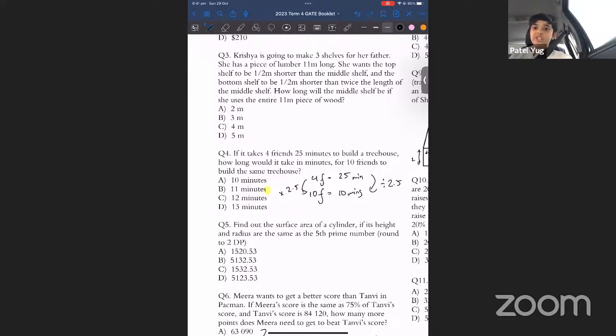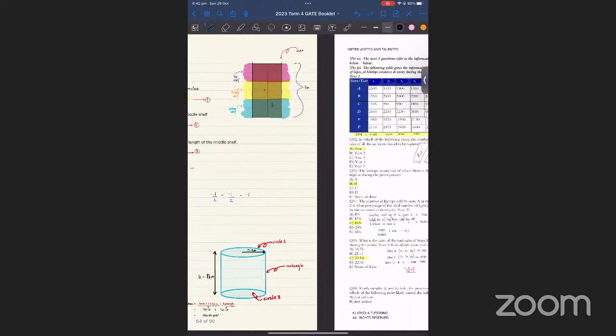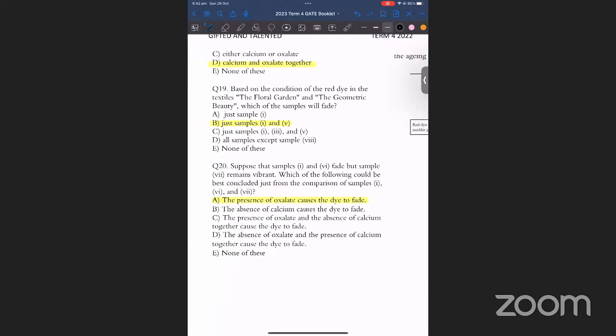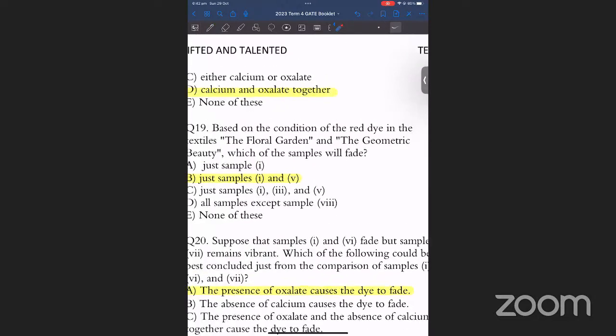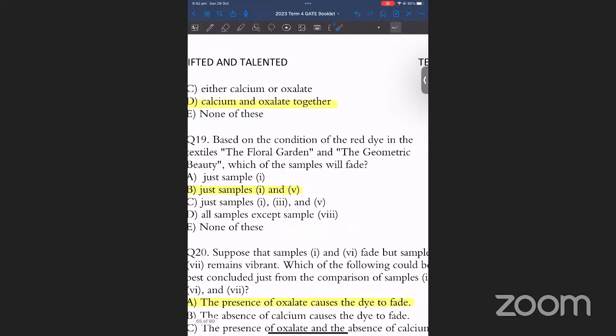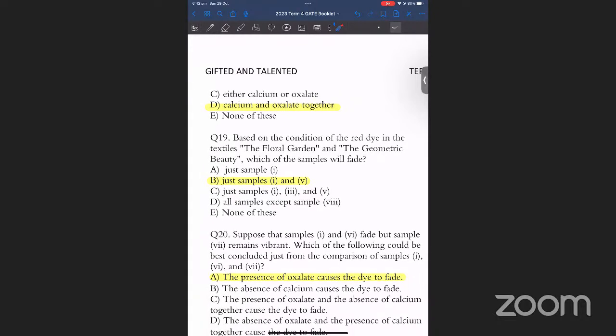Can you do question 19? Yeah, sure. So let's take a look. Question 19. By the way, there's question 20 here. This is the old booklet. We canceled out question 20 for you guys. Based on the condition of the red dye in the textiles, the floral garden, and the geometric beauty, which samples will fade? So again, we know that only samples 1 and 5 faded from the previous question because they're the only ones that had both oxalate and calcium. So the answer is B.